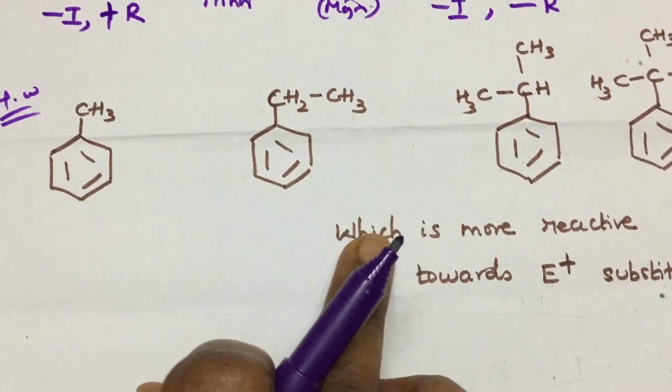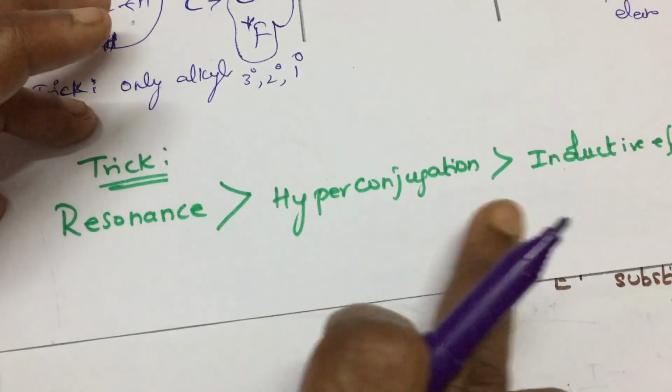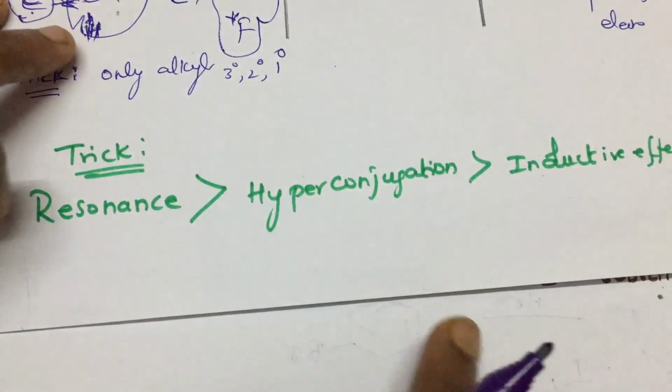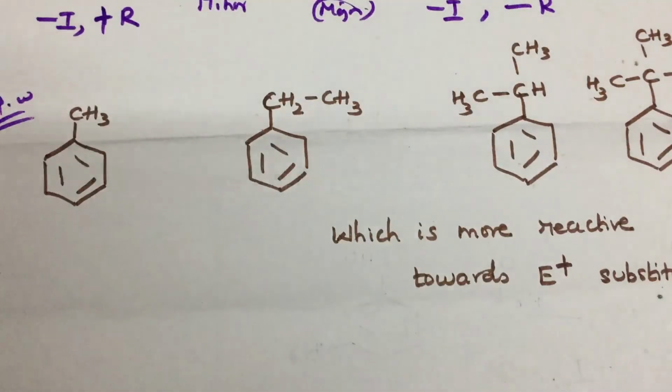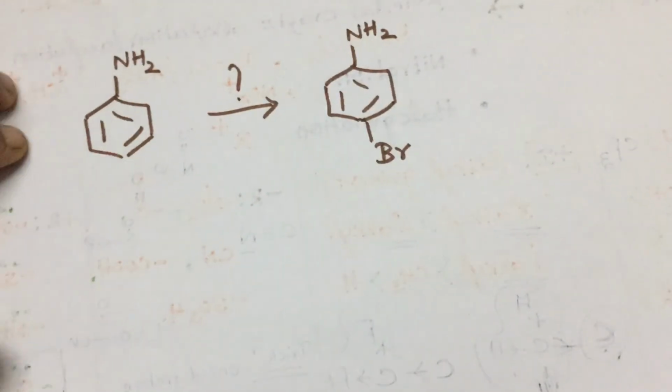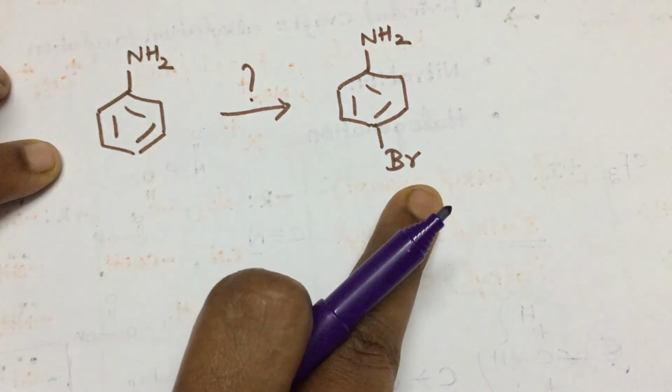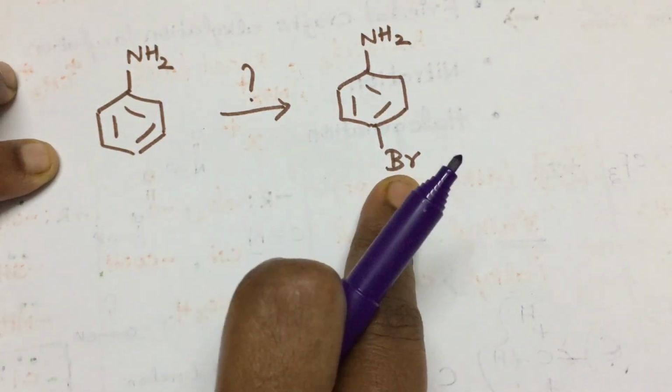Please remember, for solving these kinds of questions, follow this rule. And one more question: how to prepare this? Aniline will give you the tribromo product, but I want this. Please solve these 2 questions and post your answers.